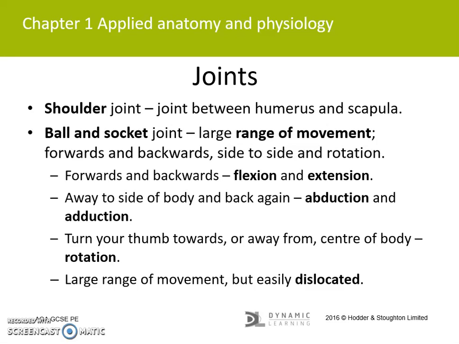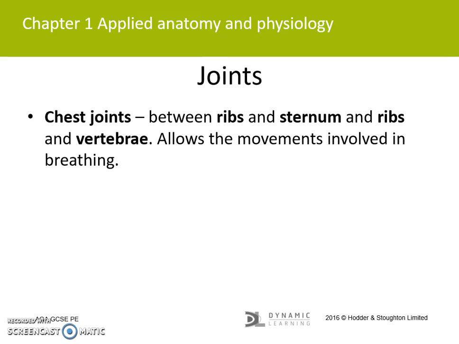And although they have a large range of movement, they can be very easily dislocated. So a lot of people dislocate their hips or they dislocate their shoulders when they're playing impact sport. That's because there's so much movement that can occur at these joints. You've also got chest joints. So these are between your ribs and your sternum, and the ribs and your vertebrae. It allows movements to be involved in breathing. So your rib cage moves up and down as you breathe.